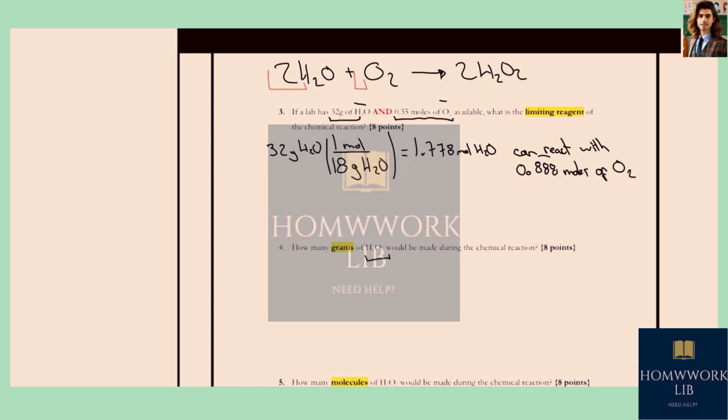That means that since we're going to have less oxygen available than the ones that can react with water, then the limiting reagent will be oxygen. Since 0.35 mole of O2 reacts with 0.70 mole of water.